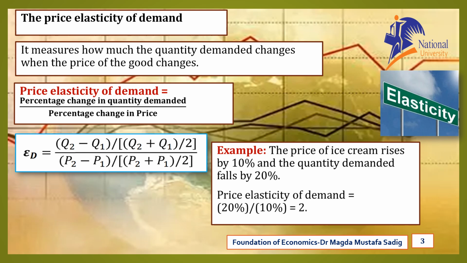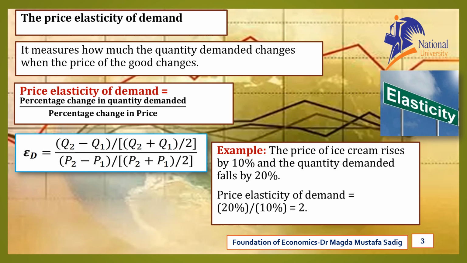change in price. So it will be equal to 20% divided by 50% equal 0.4. So the price elasticity of demand is 0.4. Since it is less than 1, the demand for your lemonade is inelastic. This means people still buy your lemonade even though the price went up.